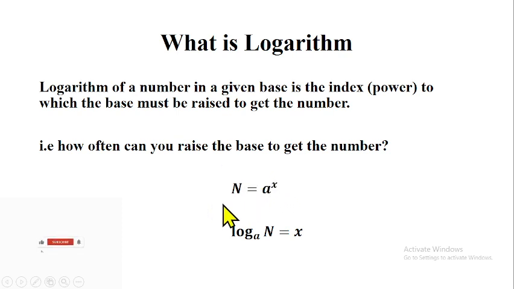We can change this to a logarithmic equation or a logarithmic form. N is equal to a raised to power x. That means I'm raising a x times to get n. That's what this one means. So if you compare it to what you're having here, that means you'll be having the log of this n in base a to give us what? x. The logarithm of this number n in base a gives us x.